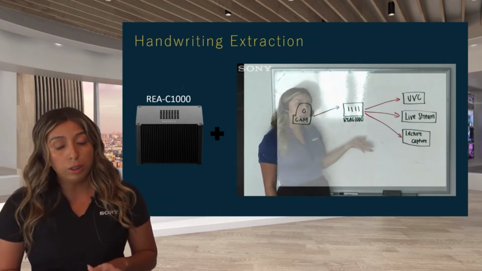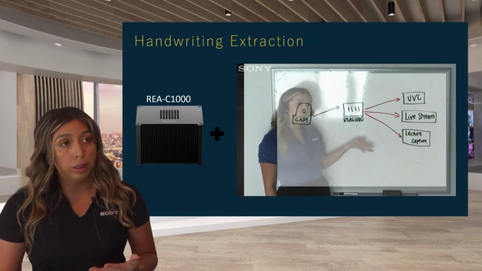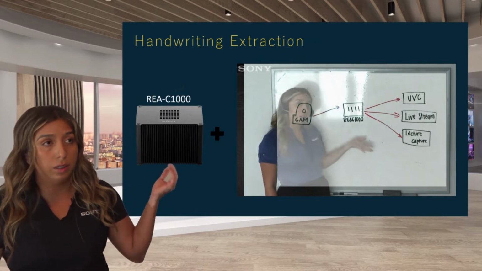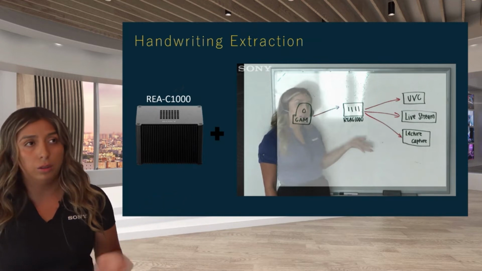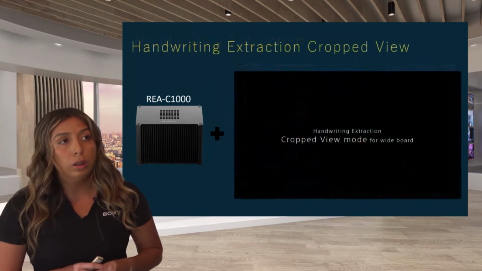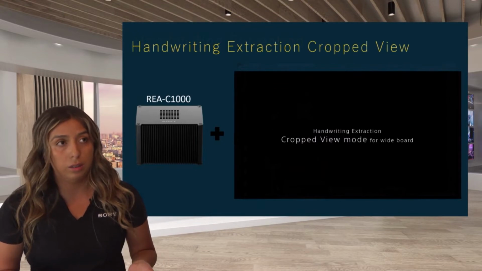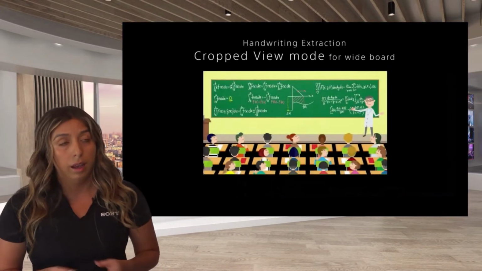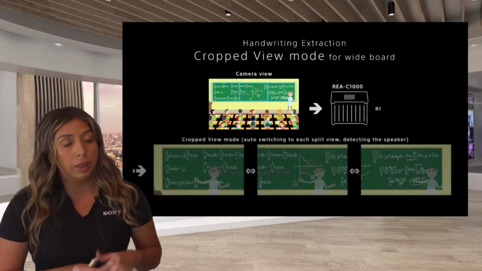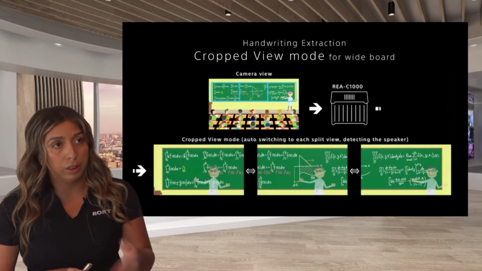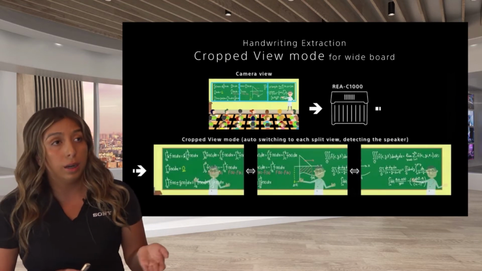So I want to show you an application that is really applicable to larger spaces. As you can see, my board's pretty small. It's only about 3 feet in width. So let's show you a real life example of someone that is using 3 to 4 boards in length. We do have an application built into our appliance. Just like handwriting extraction, you can set up the mode.